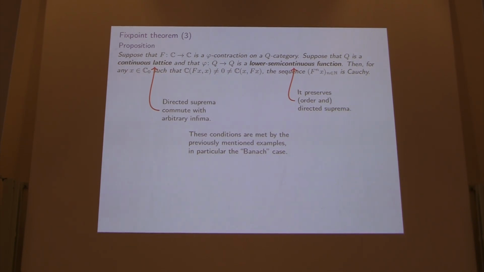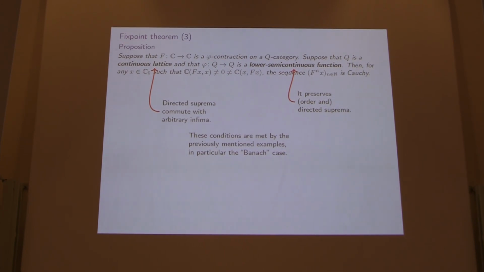Now, these conditions are met by the previously mentioned examples. I think it's obviously the case, you're all agreeing, for a total order, so it's the case for the metric example. It's also the case for the fuzzy example. And in fact, because the tensor product of two continuous lattices is continuous, it's also true for the probabilistic metric spaces.